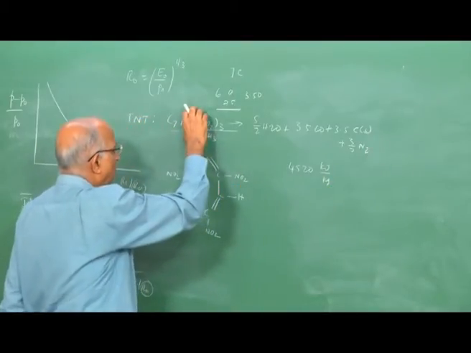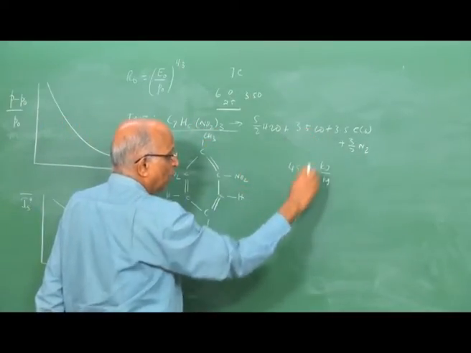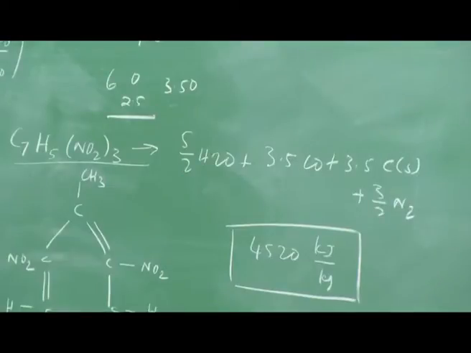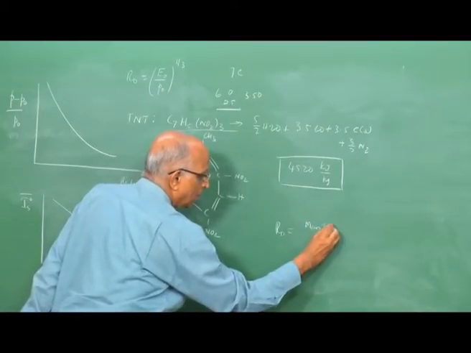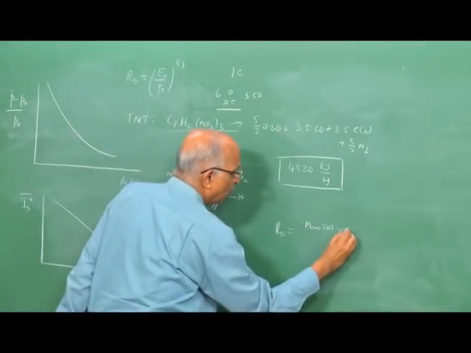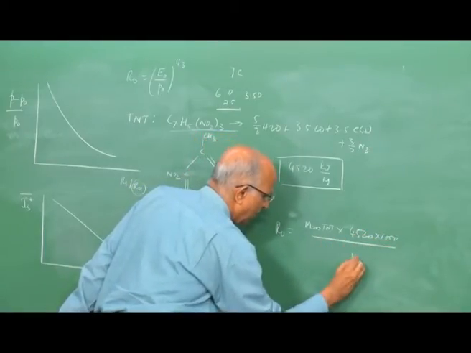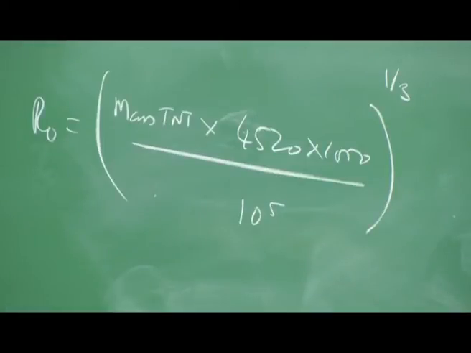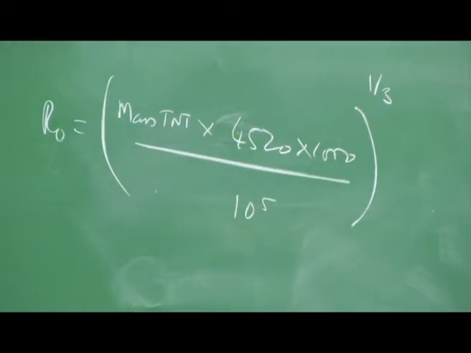I find out the energy release for 1 mole. In 1 mole I have this molecular mass, and the energy release for the reaction divided by the molecular mass comes out to be this value. Therefore, 4520 kilojoules per kilogram is the energy liberated in TNT, and therefore I can write R naught as equal to the mass of TNT into the energy liberated, 4520 kilojoules per kilogram, into 1000, divided by 10 to the power 5, all to the power 1/3. 4520 is a constant heat release, 1000 is a constant number, and this is ambient pressure, 10 to the power 5 Pascal.